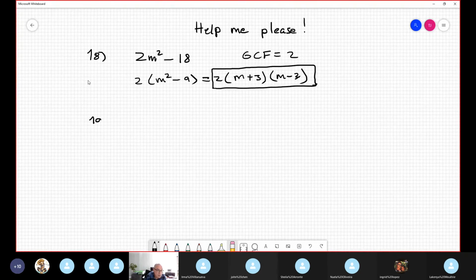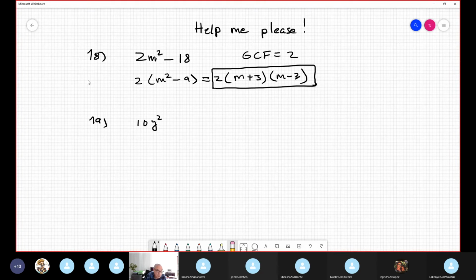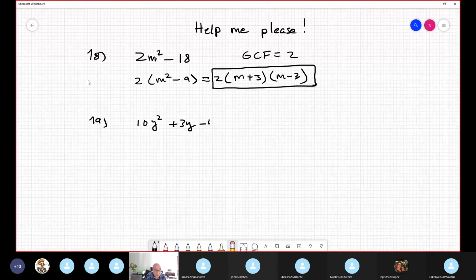Number 19 is 10y squared plus 3y minus 4. Okay, where's the GCF in that case? Do we have a GCF or no? No GCF. And 4 is a perfect square, but 10 is not, so there's no perfect square. It's impossible. So we are in front of a complicated trinomial. A multiplication of 40.